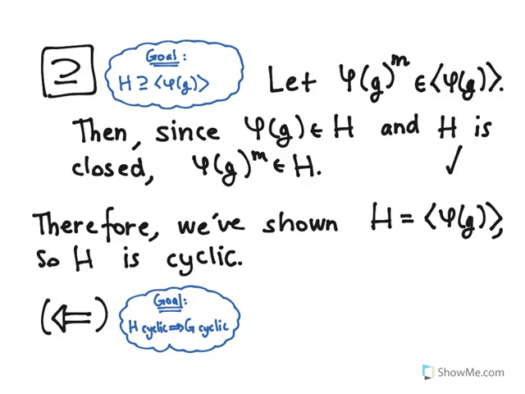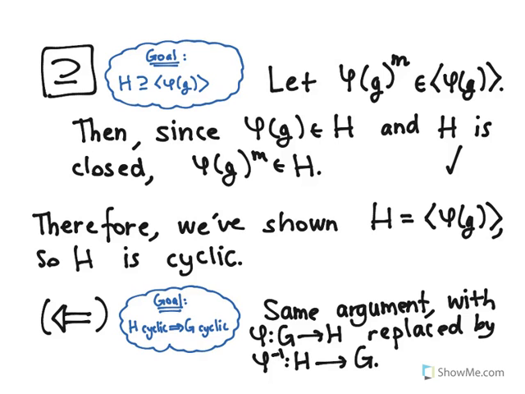And technically there's another half of the if and only if to prove, which is now we want to prove if H is cyclic, then G is cyclic. But I won't go through that because that's basically the same argument, just with the function phi that goes from G to H replaced by its inverse function that goes from H to G. And that inverse exists because remember we assume that phi is an isomorphism, meaning it's a bijection. Okay, so that covers point 2 of the theorem.